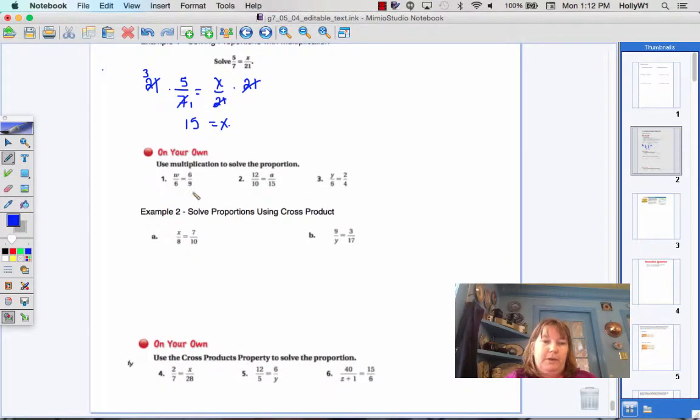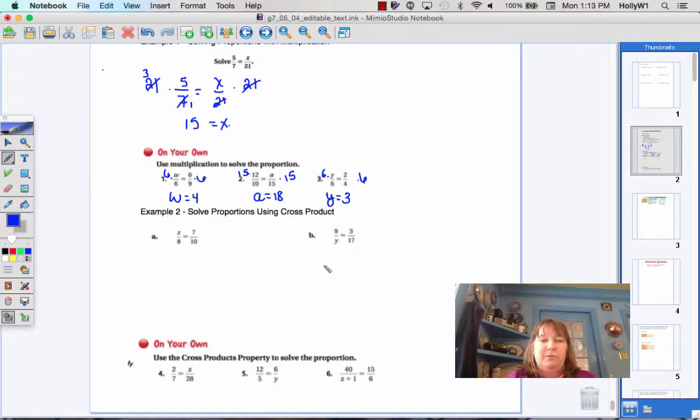So the answers to the on your own: number 1, W is equal to 4. Multiply both sides by 6. Simplify and you end up with 4. In this case, A is equal to 18. Again, multiply both sides by 15. Do some simplification and you get your answer. And 3, y is equal to 3. Multiply both sides by 6. Y will equal to whatever that is when you, well, 3 when you simplify it.